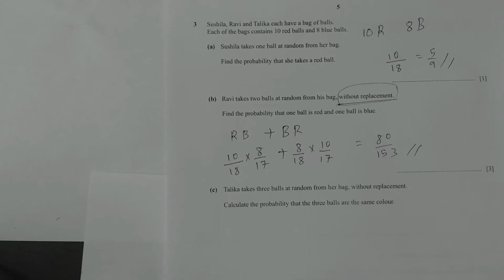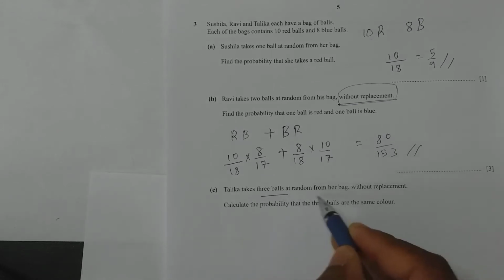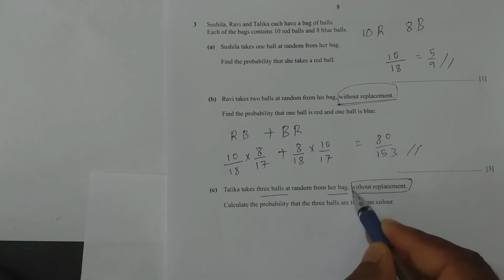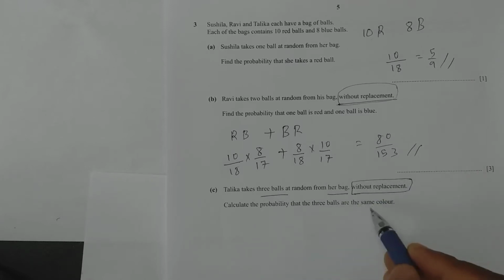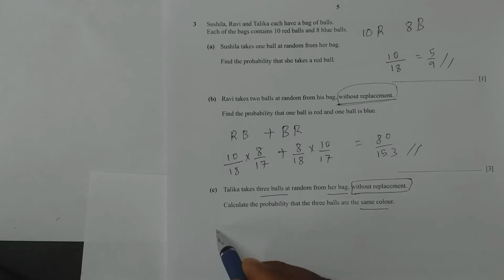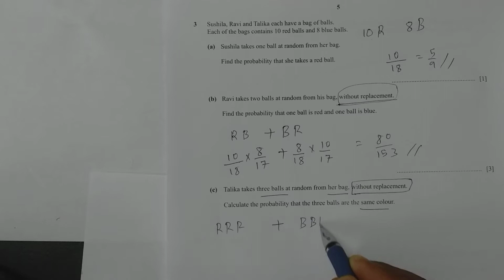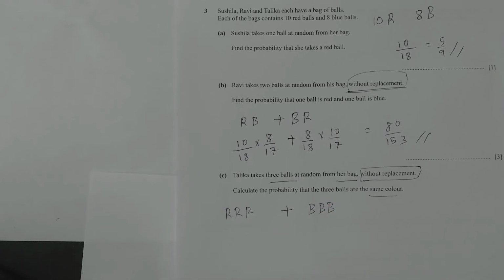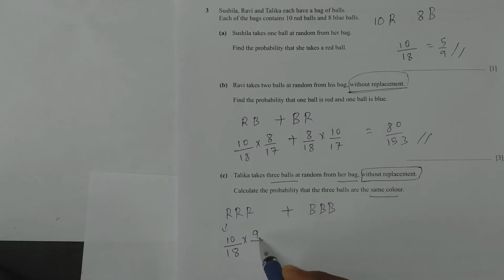Now next one. Talika takes 3 balls at random from her bag without replacement here also. Calculate the probability that 3 balls are of the same color. So all the 3 could be red or all the 3 could be blue. When all are same, shuffling doesn't make any sense. So now what is the probability of getting a red one first? 10 by 18. Again red if you want, this time the count of red is decreased. Again count of red is decreased. And the total will also be decreased.